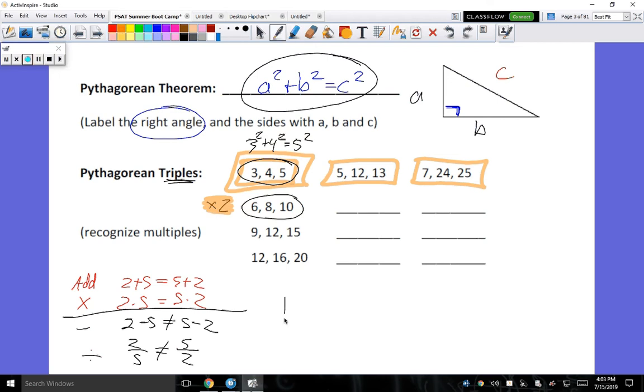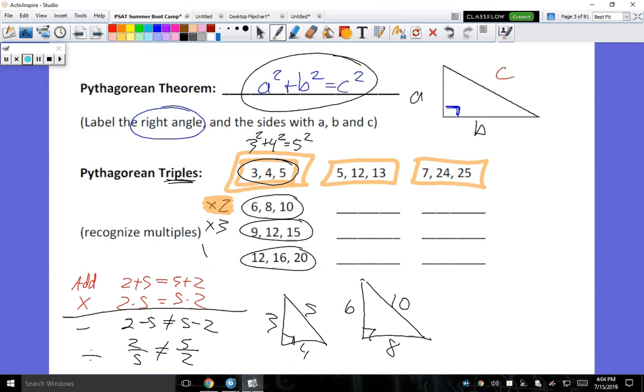So and you probably remember this from 3, 4, 5. And a bigger one would have been 6, 8, 10. This is scaling by 2. Just like this would be scaled by what? 3. And last? 4. By 4.